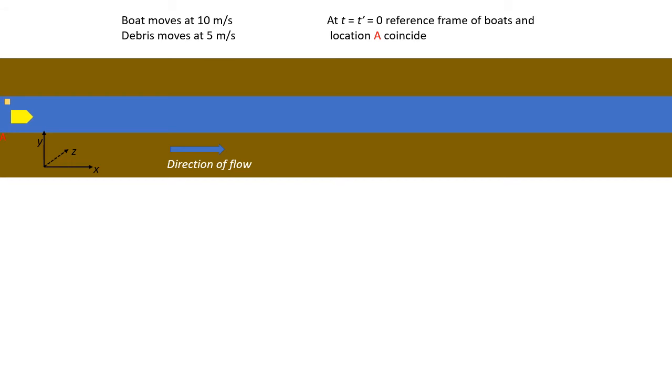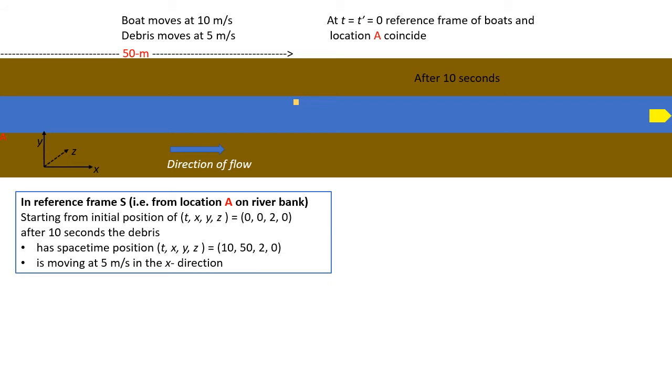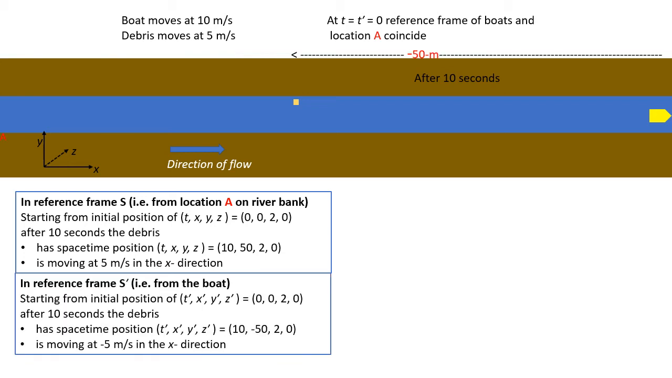In reference frame S, which is position A on the riverbank, then if we start from initial position of 0, 0, 0, 2, after 10 seconds the debris has position 10, 50, 2, 0 and is moving at 5 meters a second in the x direction. From the reference frame of the boat, which we'll call S dash, then after 10 seconds the debris has position of 10 again, minus 50, 2 and 0 and is moving at minus 5 meters a second in the x direction, i.e. moving backwards in the x direction.